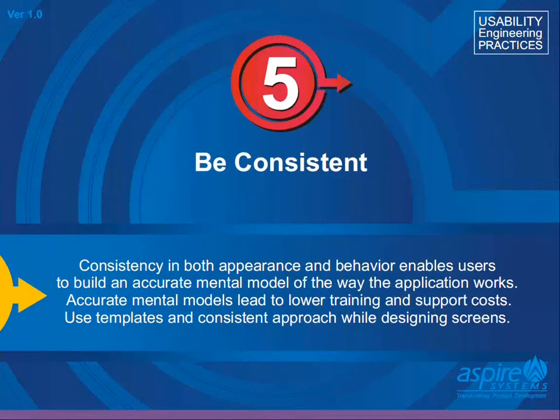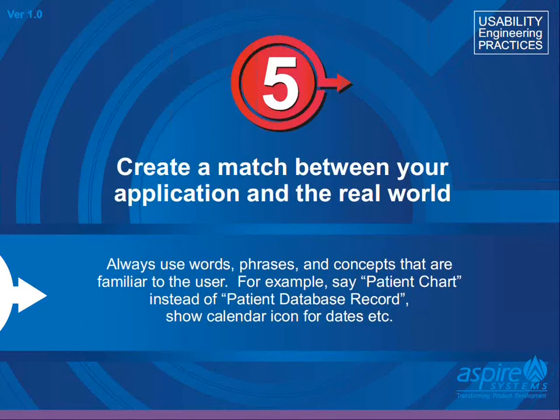Consistency. Mental model refers to the thought process about how something works in the real world. Establishing consistency in both appearance and behavior helps the user in building and realizing the mental model of how the product works, which in turn can help in lowering training costs and quicker adoption of the product.